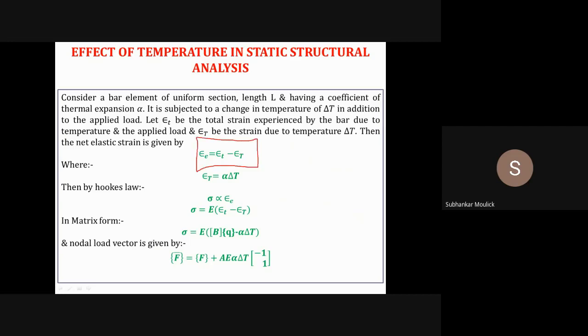This you already know from the concept of strength of material. Any doubt so far? No, sir. Okay. Other people please respond whether it is clear or not. Hello.